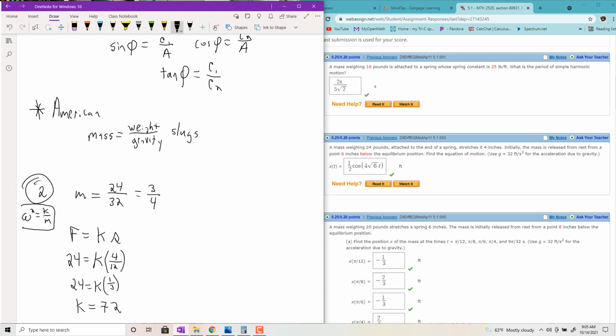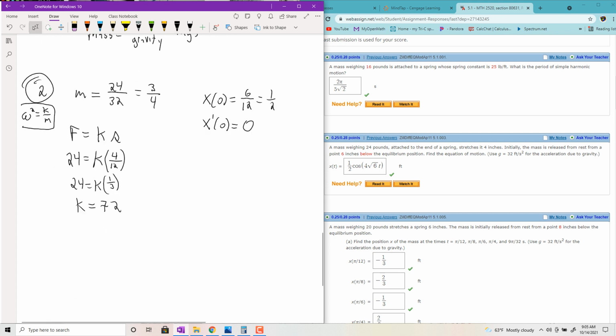All right. What else did it tell me? Initially, the mass is released from rest 6 inches below the equilibrium position. So x of 0, the original position, 6 inches below is positive 6/12 of a foot, so that'll be 1/2 foot. It's released from rest, so the velocity, x prime, will be 0. And then I think we have probably enough information to get the equation that we want.